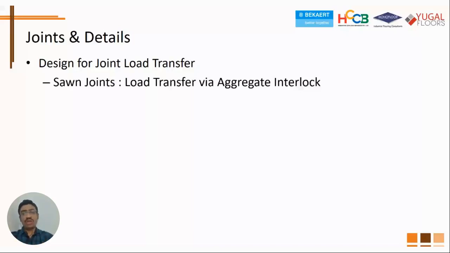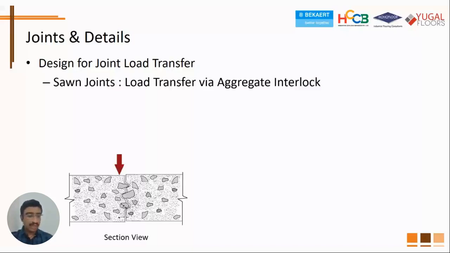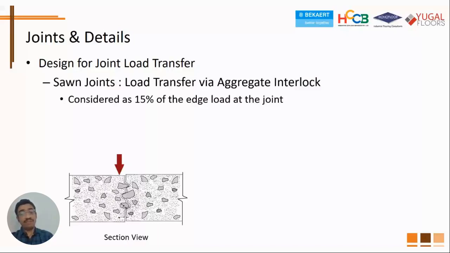Normally, for saw-cut joints, the load transfer happens by aggregate interlock. Now, what is aggregate interlock? So, if I have, let's say, a load being applied on one end of the slab across the saw-cut joint, you have all these aggregates bridging that crack and transferring some load across that. So, this is considered as 15% of the edge load at the joint in the guideline, in the ICI TC09 guideline.